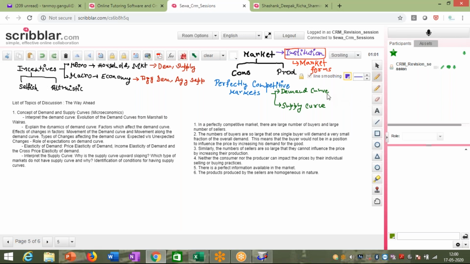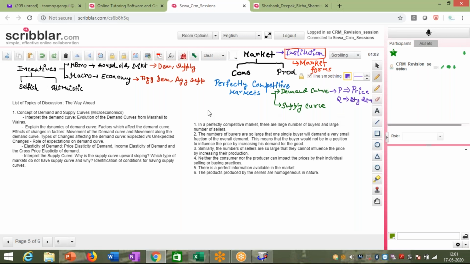Now this is something that we all know, right? So it shows a relationship between the price and the quantity demanded, right? Now, if I talk about this price and the quantity demanded, what does this mean?